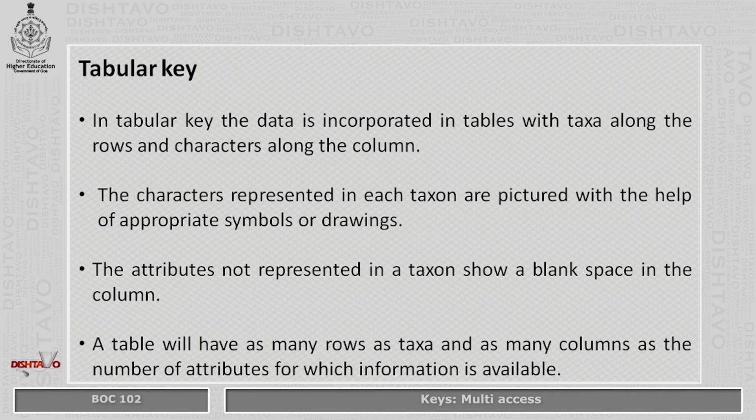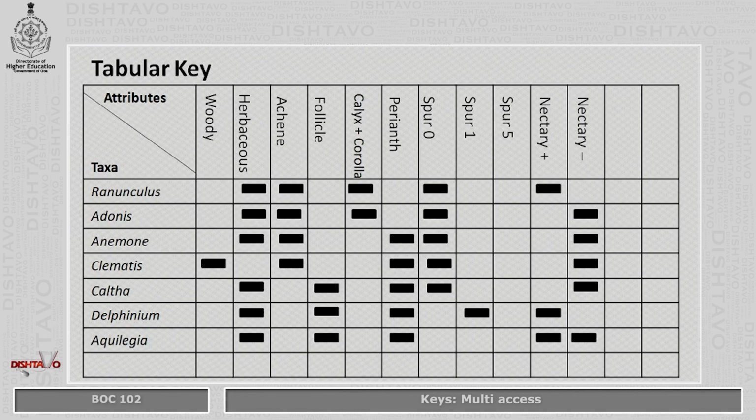Coming to the tabular key, in a tabular key, the data is incorporated in tables with taxa along the rows and characters along the columns. The characters represented in each taxon are pictured with the help of appropriate symbols or drawings. The attributes or the characters not represented in a taxon show a blank space in the column. A table will have as many rows as taxa and as many columns as the number of attributes for which information is available. You all can have a look at the image of the tabular key on this slide.